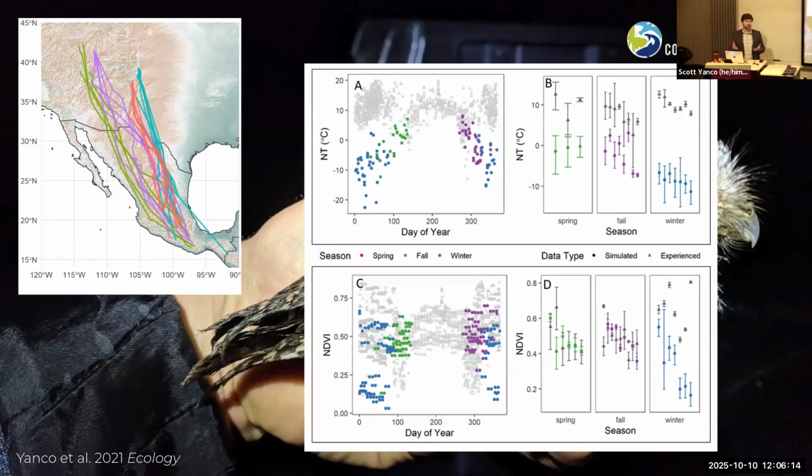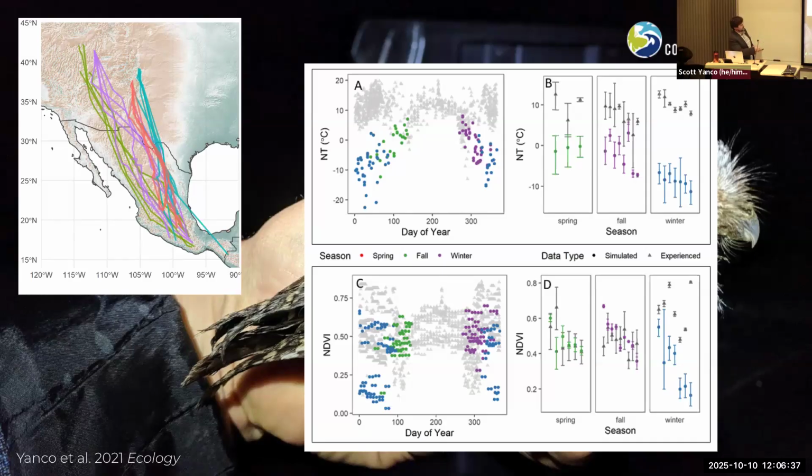And we plot those over time. The gray points on the left are real owls, right? So this is nighttime temperature, the days of the year, and these are real owls. These colored points are showing you what would have happened if they stayed in Colorado, right? And it's sort of obvious. It got cold in the winter, right?